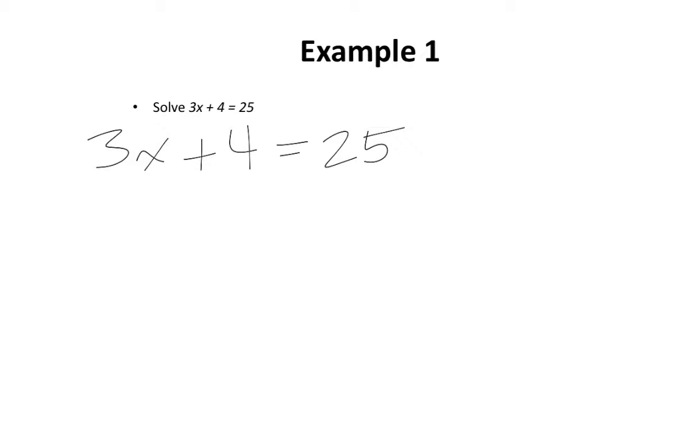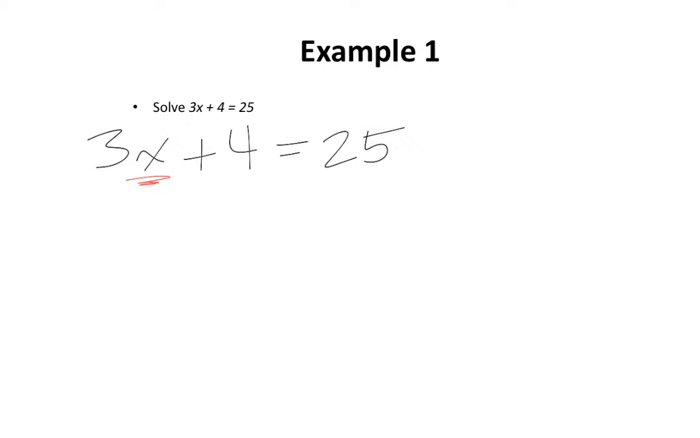Next, we want to simplify the left side of the equation and the right side of the equation. Since we have unlike terms on the left side of the equation, we're going to leave them as is. And we only have a 25 on the right side of the equation, which we are also going to leave as is. We want to solve for the variable of x. In other words, we want to isolate x. However, x is stuck with a multiply by 3 as well as a plus 4.